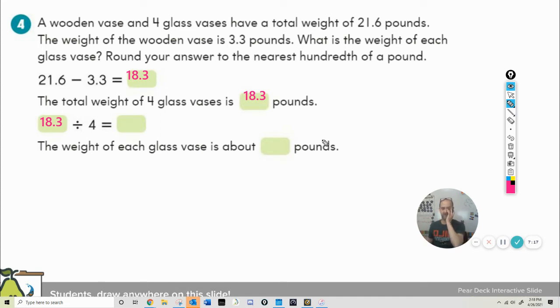All right. The weight of each vase ends up being 4 58/100 of a pound. If you did this division, I skipped a step, and that rounds to 4 58/100. Okay.